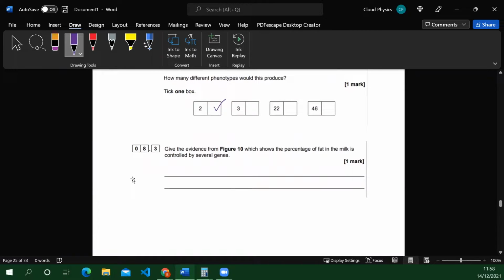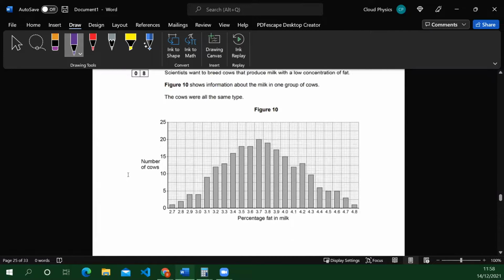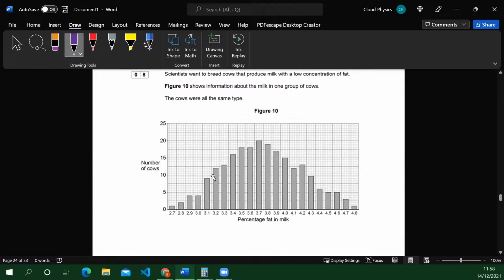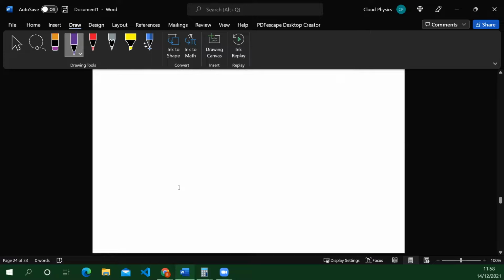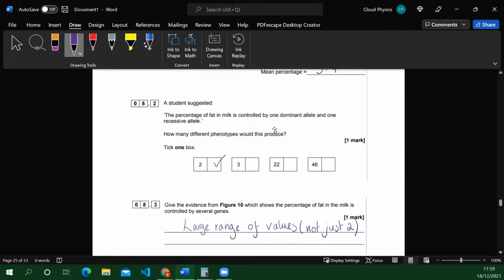Give the evidence from figure 10 which shows the percentage of fat in the milk is controlled by several genes. What's figure 10? All right, okay, so it's not just two values. If it was only controlled by 2 genes, it'd be 2 values, a bit like humans when you get blue or brown eyes. But this has got values in between, so it's not just 2 options there. It's quite difficult to think about that one. So you could say that there's a large range of values, or there's not only 2. Large range of values. Not just 2. So that means that suggestion is not right, is it?